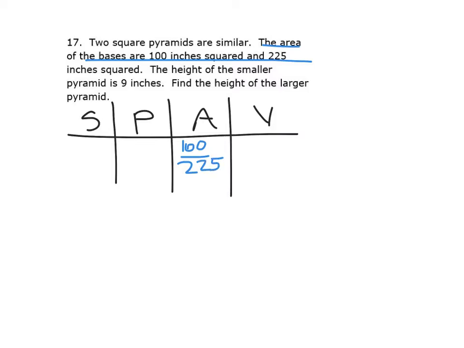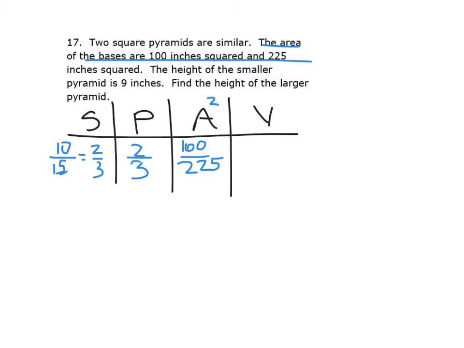So in this one, we're told the area is 100 and 225. So remember, this is area squared. If we want to know the scale factor, we're going to have to take the square root. Square root of 100 is 10, and square root of 225 gives us 15. Now 10 over 15 reduces to 2/3. So this is what we're going to use when we're talking about the parts of our similar figures.